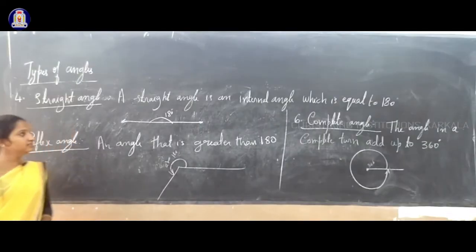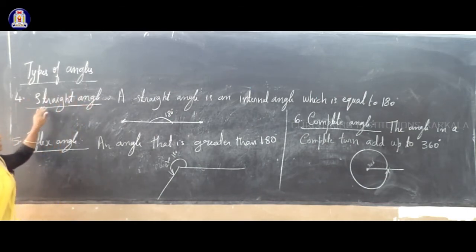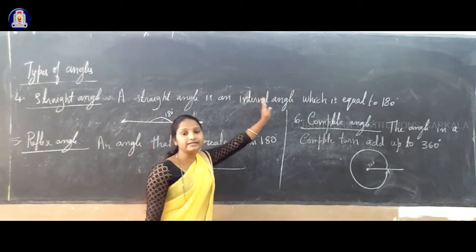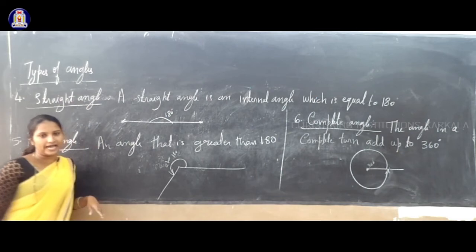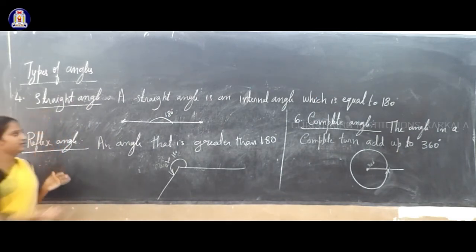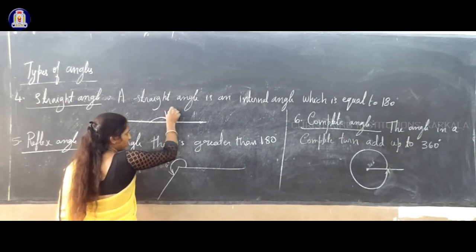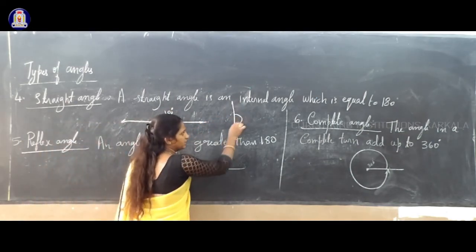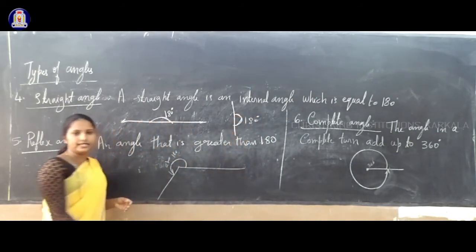Okay, next angle, the fourth one, is the straight angle. What is the meaning of a straight angle? A straight angle is an internal angle which is equal to 180 degrees. It measures exactly 180 degrees. Clear? This is a straight angle. You can draw it like this. This is also a straight line. So a straight angle is always 180 degrees.